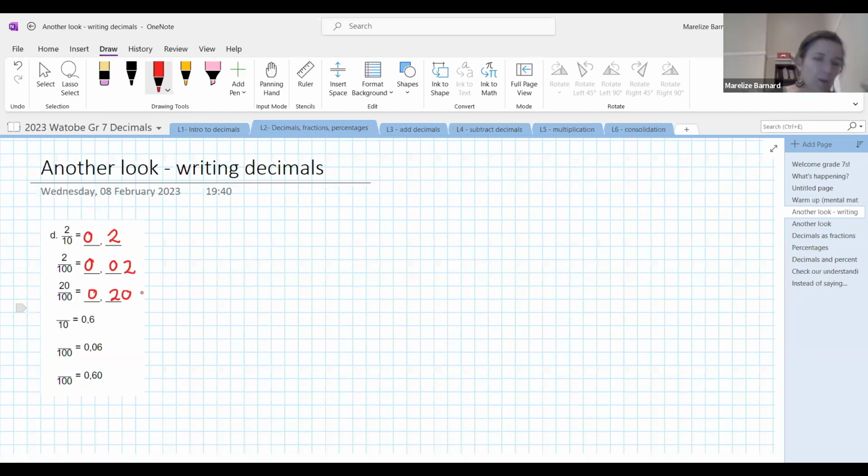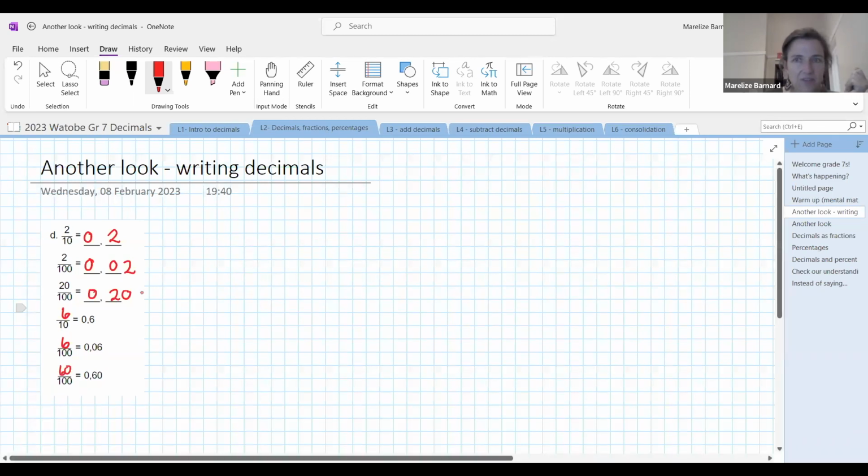Okay, now let's go the other way from decimal to fraction. So if I have 0,6, what is that? How many tenths is that as a fraction? 6/10. That's right. And then 0,06, how many hundredths do I have? What would that be? 6/100ths. That's right. And then 0,60 will be how many hundredths? 60/100ths. That's right. Okay.